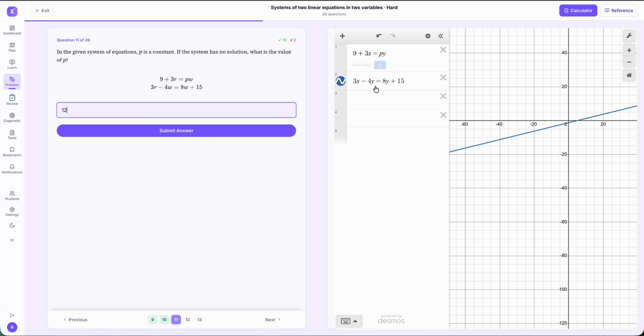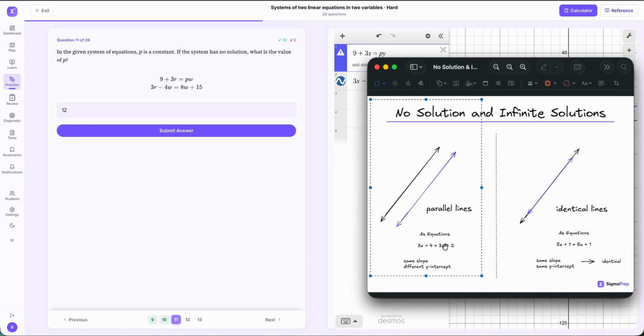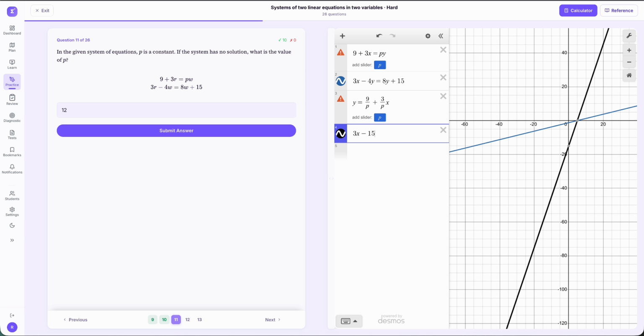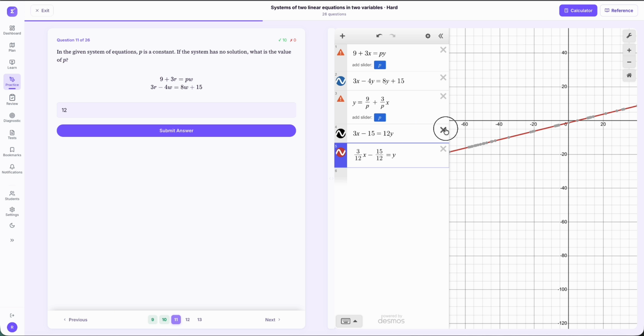But here's the other way you do it. Remember, no solution just means they have to have the same slope. Just solve each equation for y equals, so it's in slope-intercept form, and then you can find their slope. So like this first one, I just divide by p throughout, so it'd be 9 over p plus 3 over p x. And this other one, a little bit more work. I'd add 4y to this side, subtract 15, so it'd be 3x minus 15 equals 12y. And then I divide by 12, so it's 3 over 12 x minus 15 over 12 equals y, right?